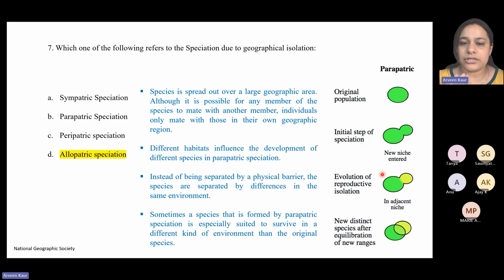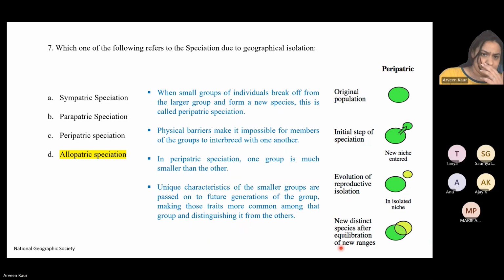So there was no physical barrier that these other species could not go to the pool or the species in the pool could not come out, right? But just because there was a differentiation in the habitat, some preferred the pool environment, some preferred the dry land, right? Due to which there was a distinction in species and new species were formed.